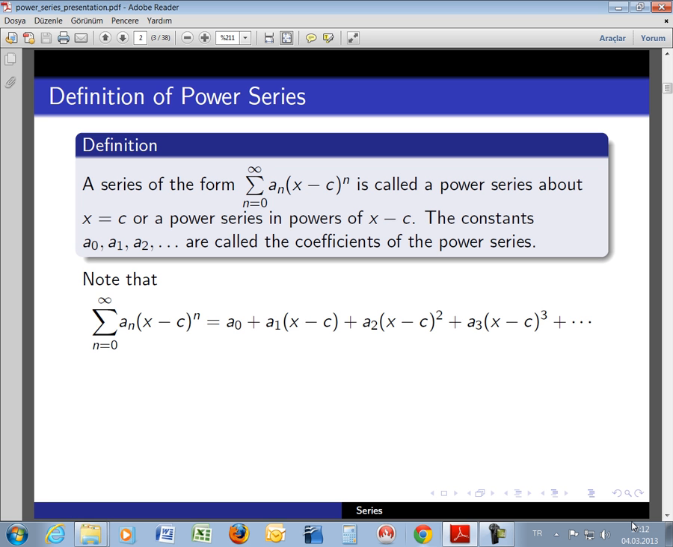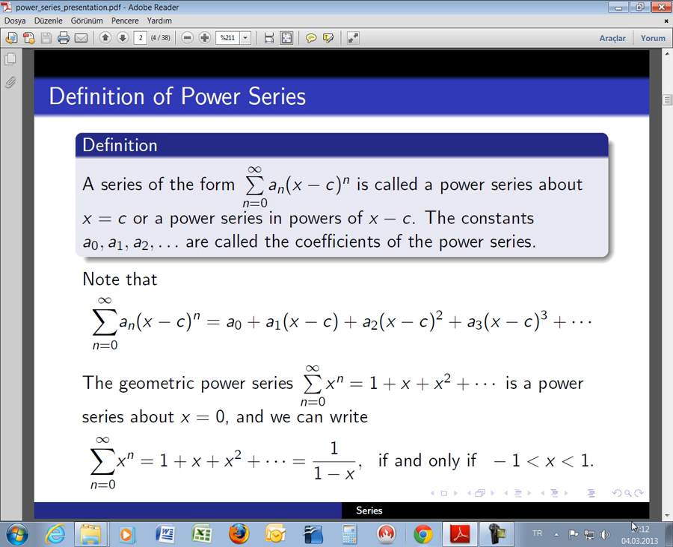If we consider term by term computation of the series, note that the first term does not have a variable x, because if you put 0 for n, it gives us a sub 0, and the other terms are obtained similarly.